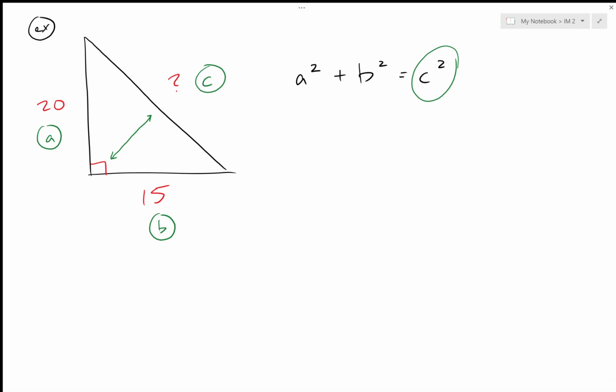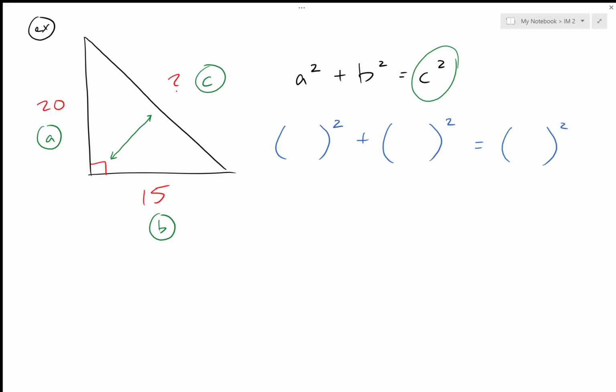But just looking at the numbers, we have a 15, we have a 20, and this C is the longest side, so it should be something bigger than 20. Let's check that again later on. So let's take everything we have and plug it in. I'm going to put blanks for everything that I'm trying to plug in.